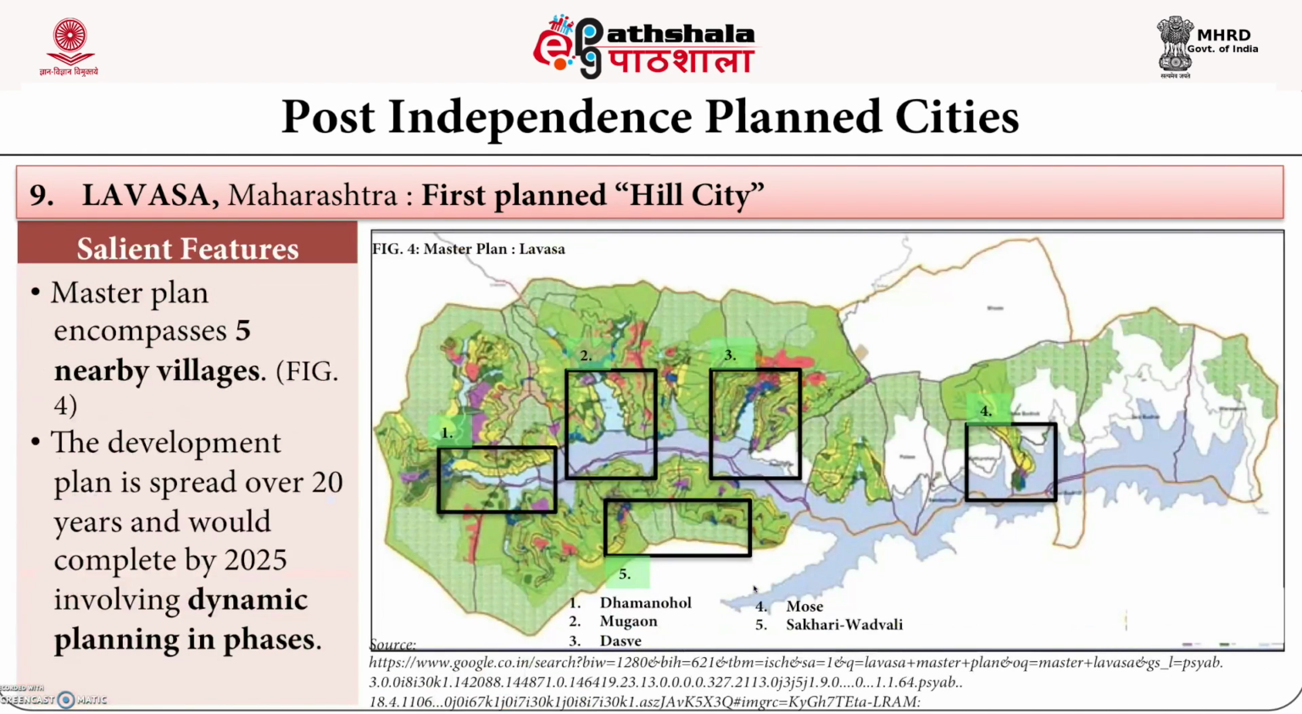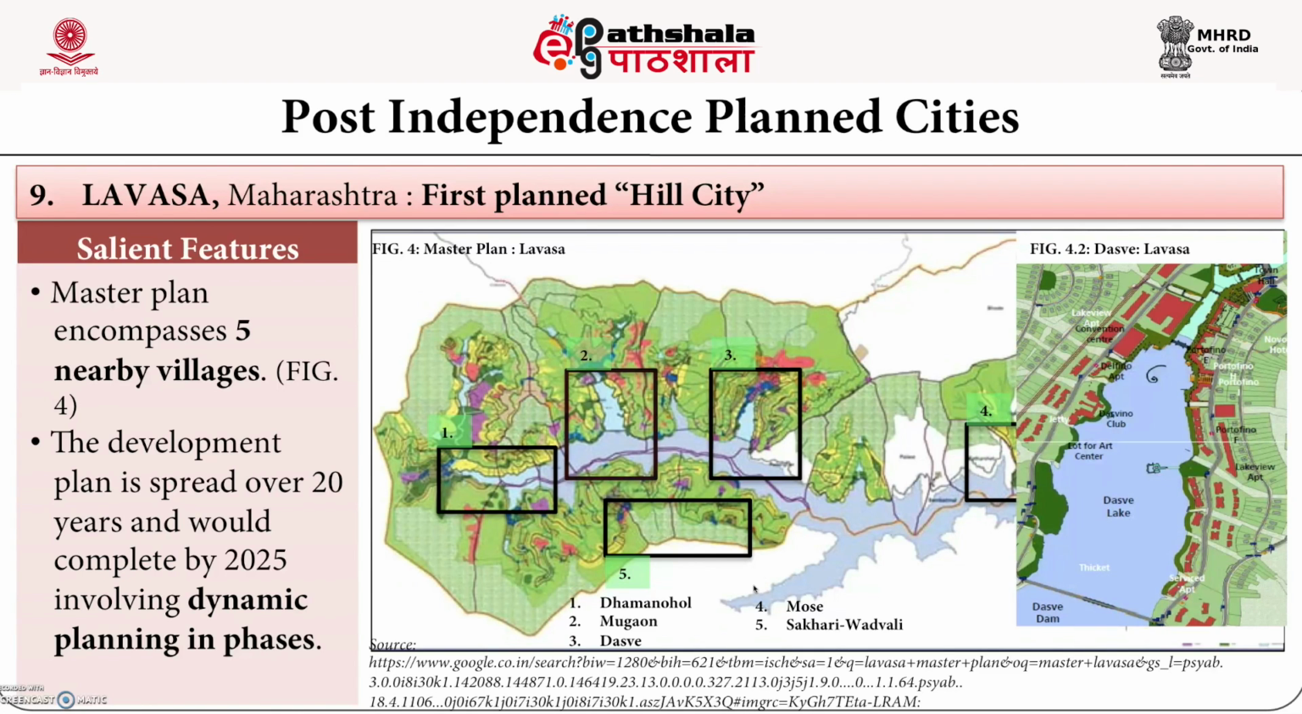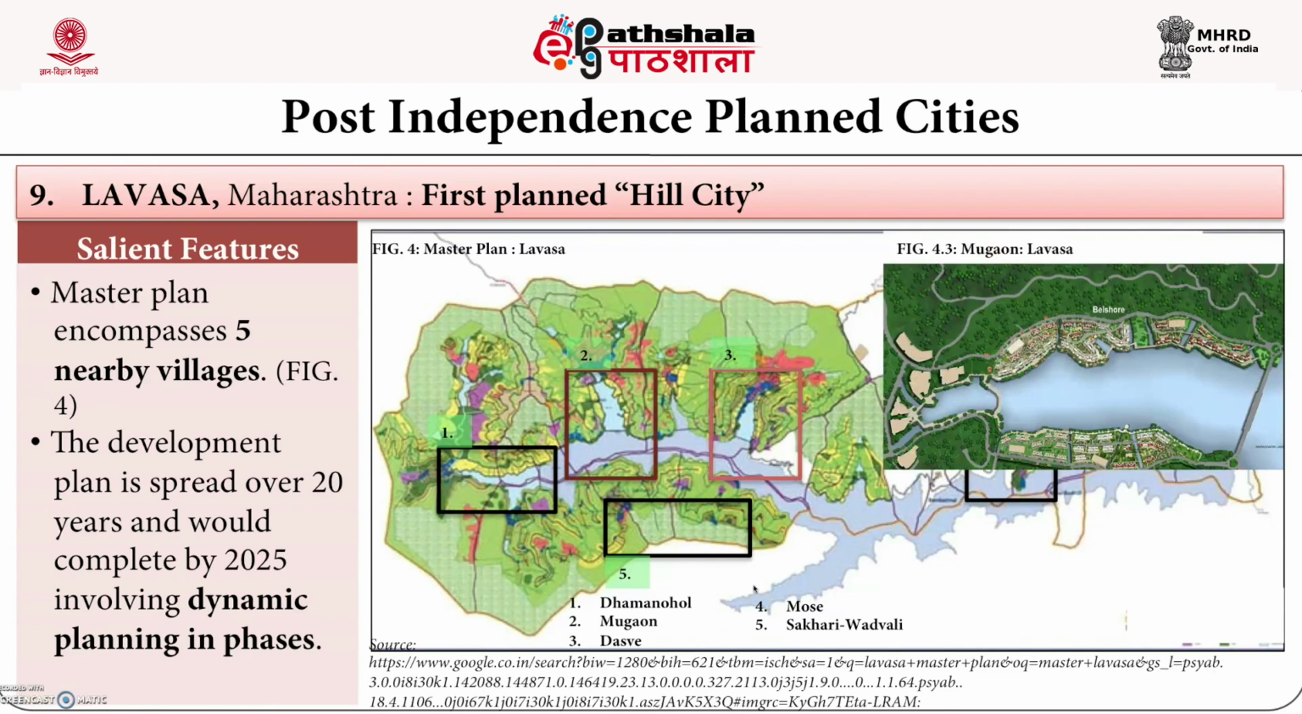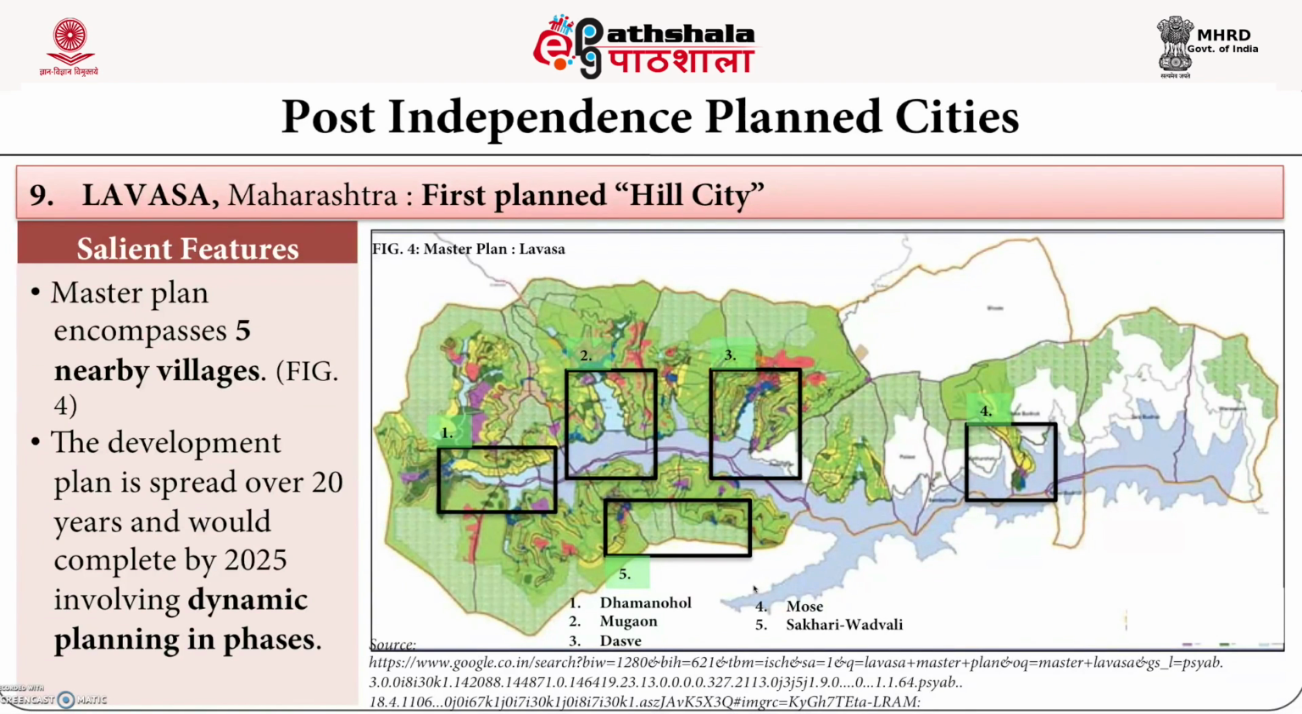After the principles, if we try to understand the setting of Lavasa, we see that Lavasa encompassed 5 nearby villages, that is Dhananohol, Mogao, Dasve, Mose and Sakhari Vadvali. And the development plan is spread over 20 hectares, and it involved dynamic planning in phases. And the township was sensitively integrated with the natural environment.